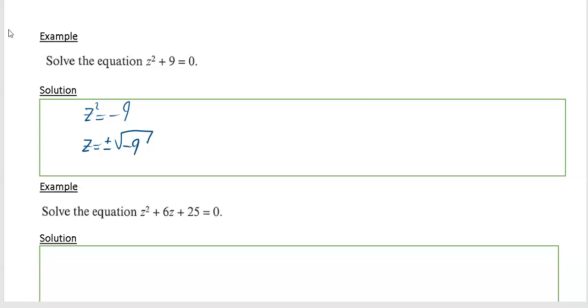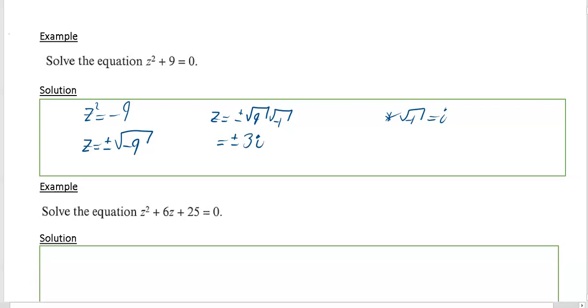Okay, so z squared would be equal to plus or minus the square root of minus 9, and we're going to split up this minus 9 using your rules of surds. I'm going to write that minus 9 is the same as 9 times minus 1. And remember, this is what complex numbers are all about. The square root of minus 1 is equal to i, which is an imaginary number. So that's going to be equal to plus or minus, square root of 9 is 3, and the square root of the minus 1 is i, so plus or minus 3i, and that's it.